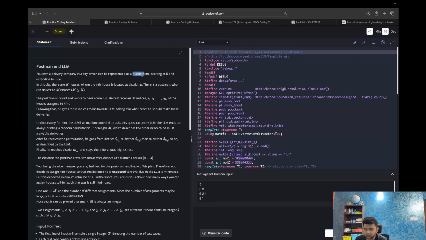You being the nice manager you are, you feel bad for the postman and know the plan is random. Therefore, you decide to assign him houses so that the distance he is expected to travel is minimized. Let the minimum value be the answer. Furthermore, you are curious about how many ways you can assign houses to him so that the expected distance is still minimized.